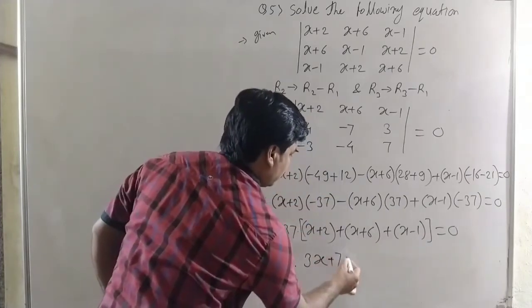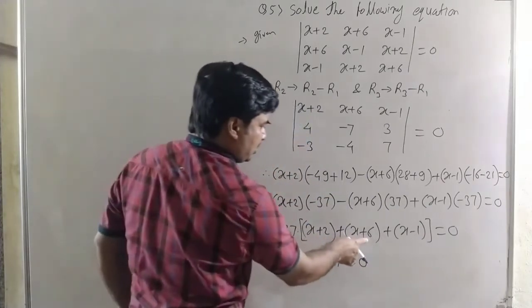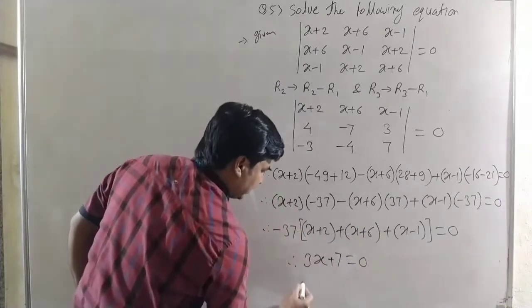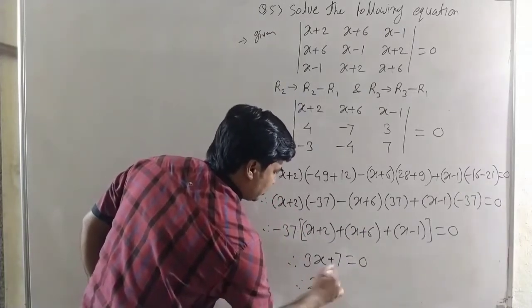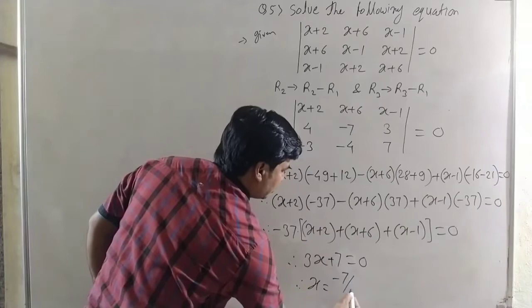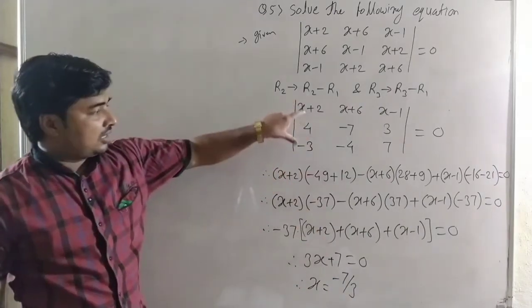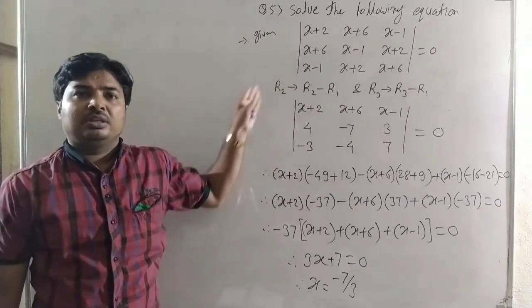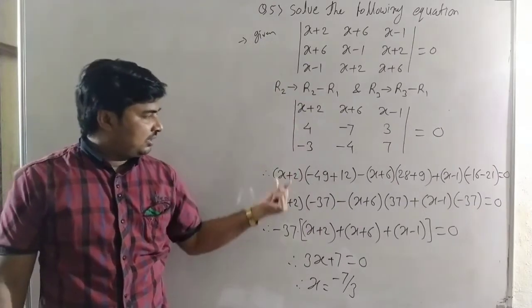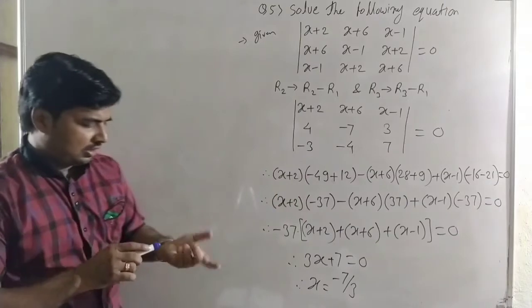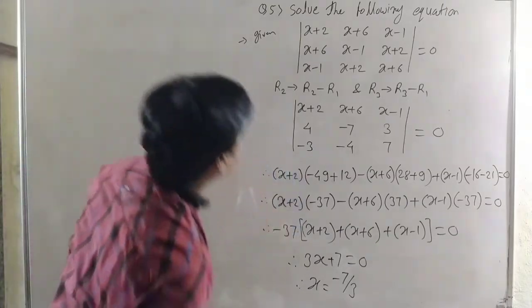Plus 7 is equal to 0. 2 plus 6 is 8, and minus 1 plus 7, and therefore x is equal to minus 7 upon 3. The value of x is minus 7 by 3. Here we use the first property, that is the transformation, and then we expand this determinant. Okay, now we will find the value of the second example.